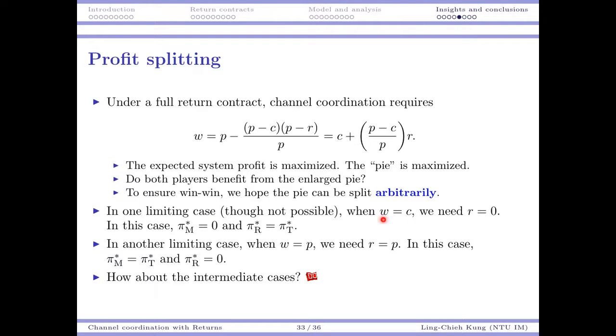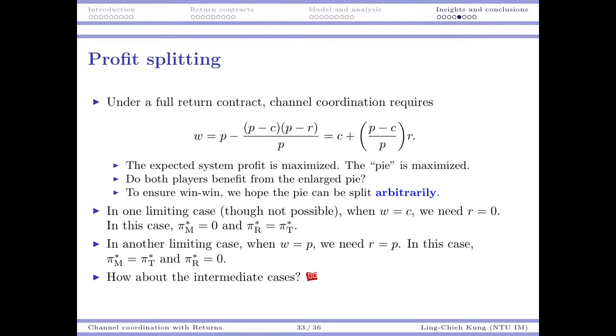Suppose W is C. That means I, as a wholesaler, set the wholesale price to be my cost. As we mentioned, then R should be 0. In this case, as a manufacturer, I earn nothing. Okay, when I sell, I earn nothing, though I don't need to pay any return credits. And if I get nothing, that means the retailer gets everything.